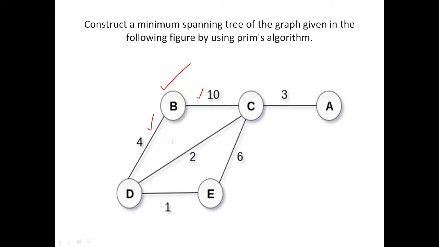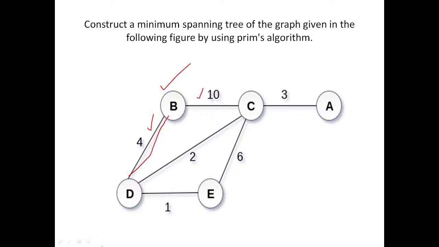So now BC and BD, so B will consider BD. Why? It has the weight 4 and the other has the weight 10. So obviously 4 is less than 10. We'll consider the edge weights and take the minimum one. So this edge will be added in our minimal spanning tree. Follow the red ones.